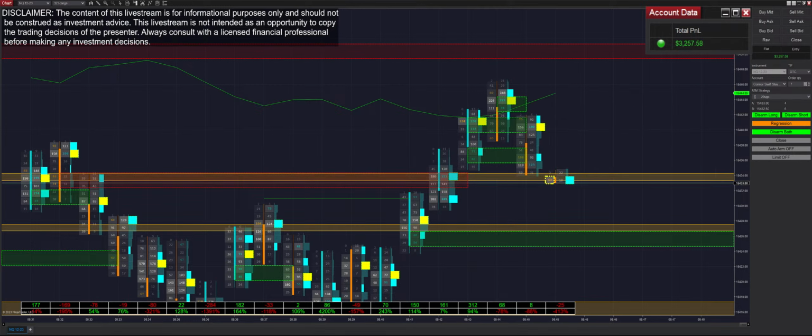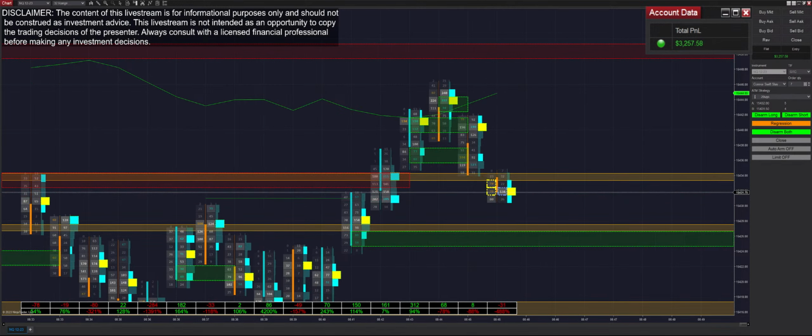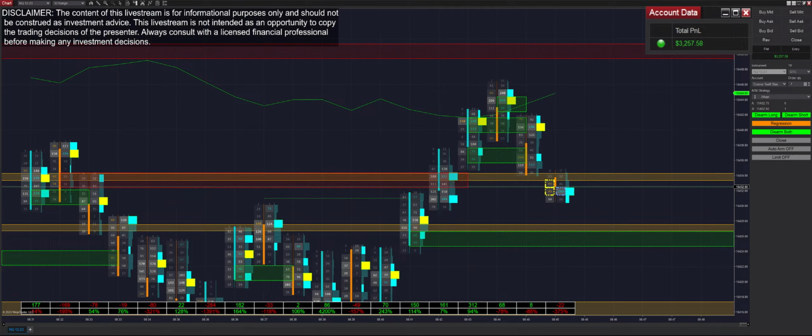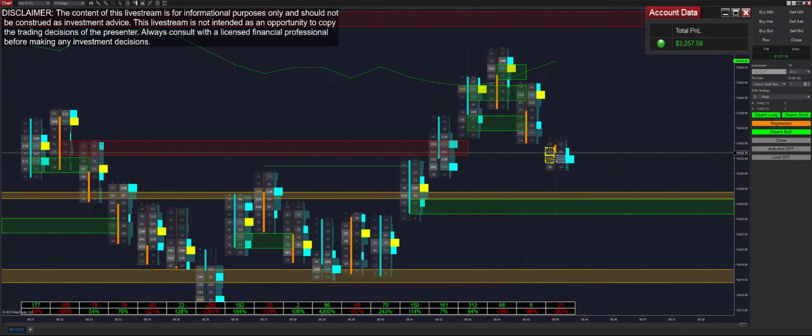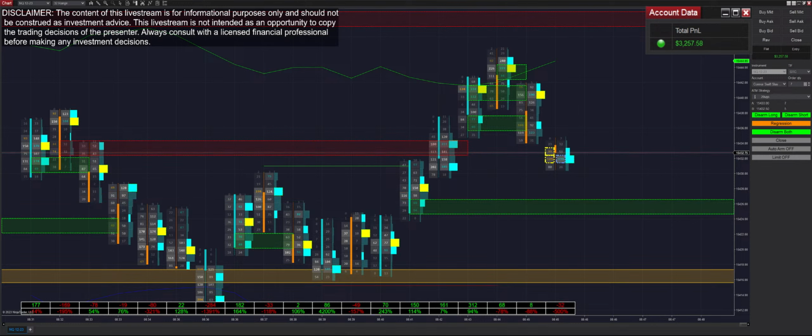Those derived zones filled out there, so they are no longer a factor. However, we have moved back into the previous range. I am going to delete these because they filled out. They got pushed through and there was no full clean break.